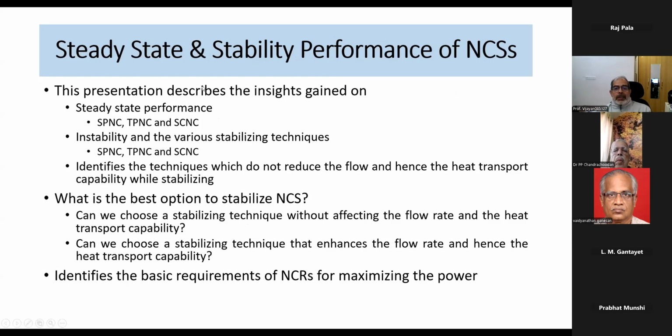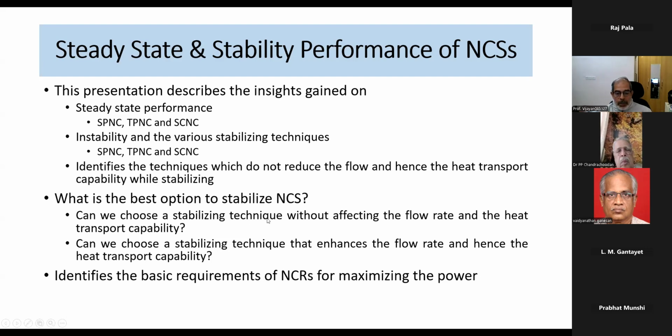Now, coming to the steady state and stability performance of natural circulation systems, as we said, we will show some insights on the steady state performance of single phase, two phase, and supercritical natural circulation systems. And then various instabilities and stabilizing techniques, again for single phase, two phase, and supercritical systems. We also identified techniques which do not reduce the flow. If you use orifices, etc., they will reduce the flow as well as the heat transport capability.